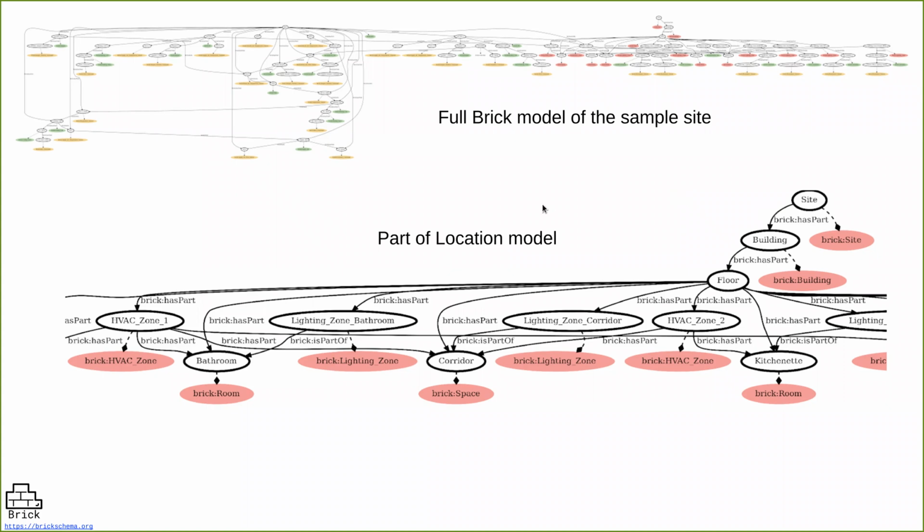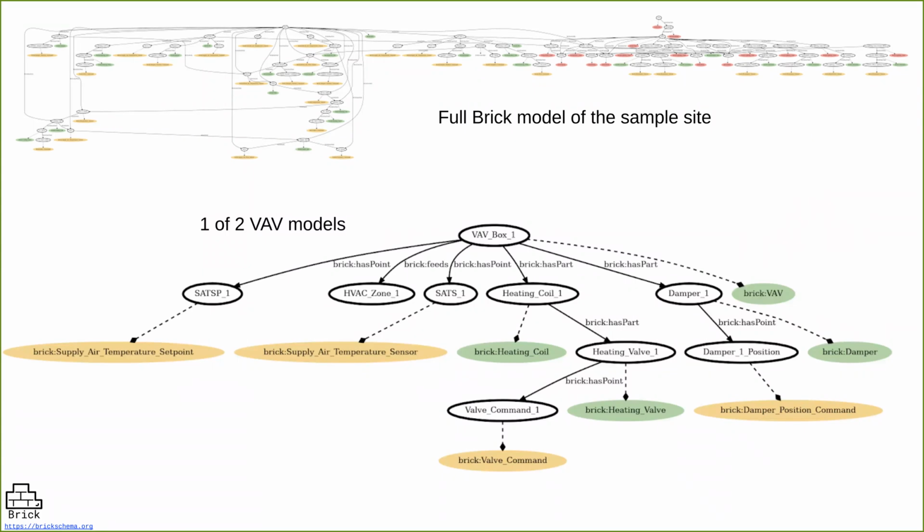Yeah, so I'll start off with the location model. If we zoom into the location part of this Brick graph, we can see that our site is made up of buildings. The building is made up of floors. The floor is made up of zones, which are either HVAC or lighting. And then we've got the rooms that are part of those zones as well. So we've got that decomposition there.